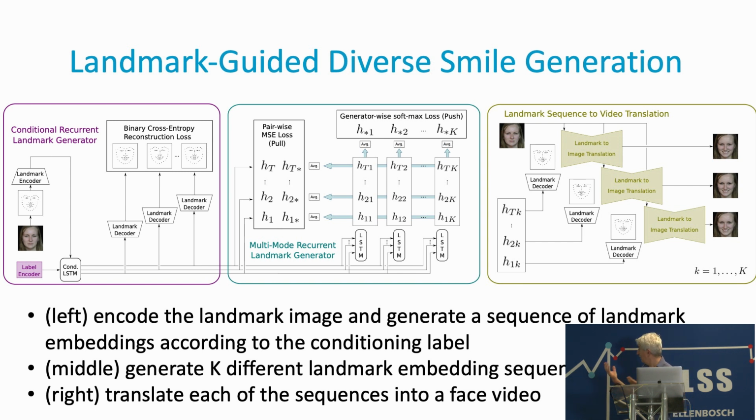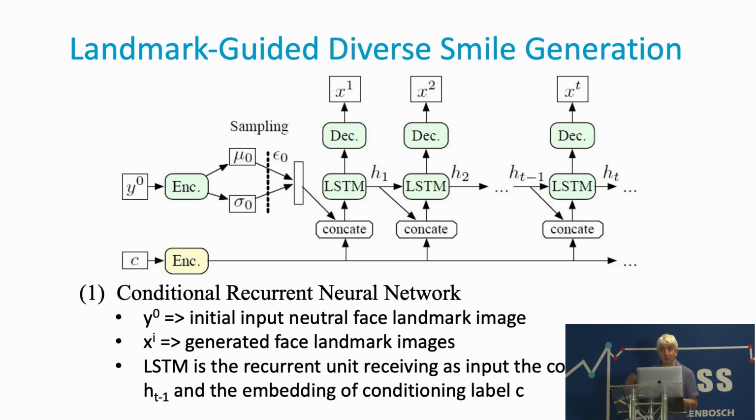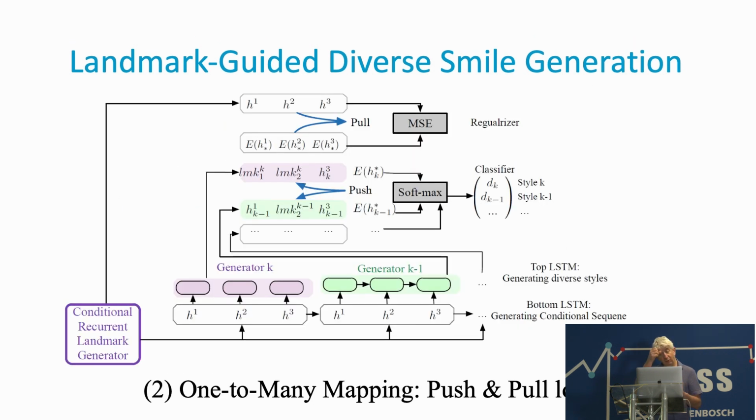You want to generate k different landmark embedding sequences, and then translate each of the sequences into a face video. Well, some details. This is a multi-mode recurrent model. Again, here we use an LSTM, very simple. And this LSTM is used as a recurrent unit, which is receiving as input the concatenation of the previous stage and the embedding of the conditional label. Here we have what we call the push-pull loss. On one hand, we have an MSE regularizer to keep the sequences together, and we have a softmax to make sure that the sequences are diverse.